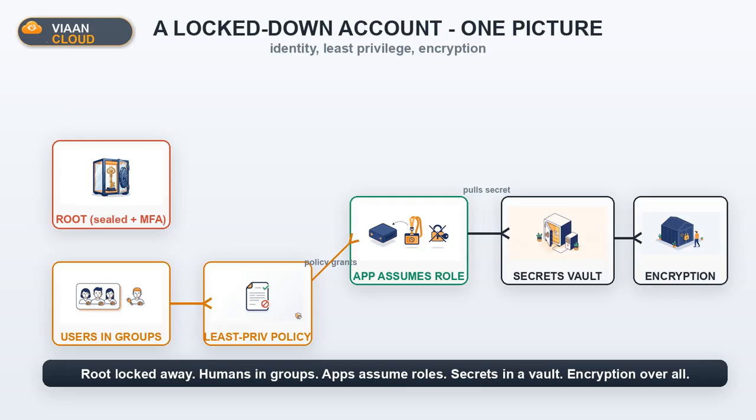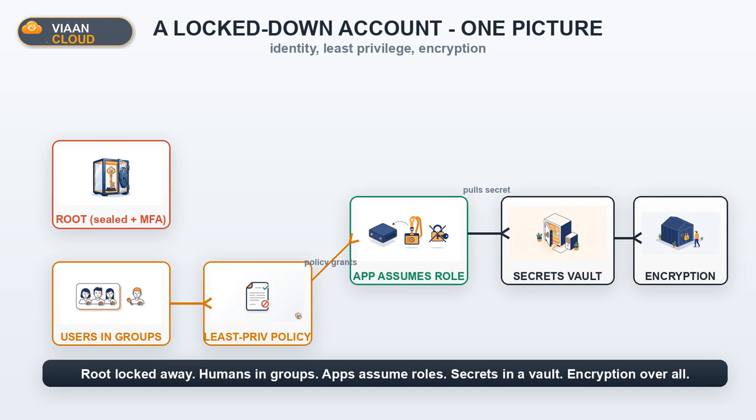Here's the whole security picture in one diagram. At the top, the root user sits locked in a vault, protected by MFA, untouched. Below it, human users live inside groups, with policies attached to those groups to grant least privilege access. Your application doesn't hold a password at all. It assumes a role and borrows temporary credentials. Secrets sit in the vault, pulled at runtime, never in the code. And around all of it, encryption wraps the data at rest and in transit.